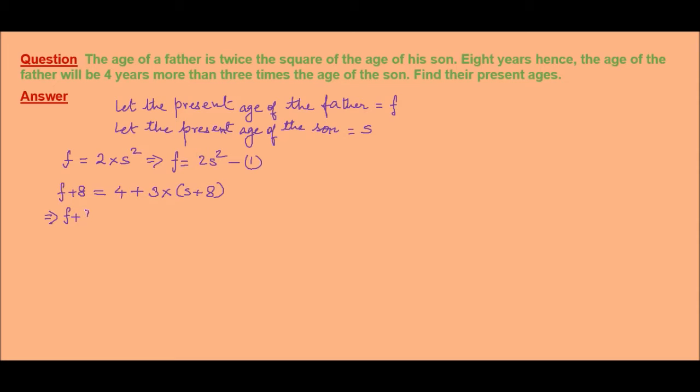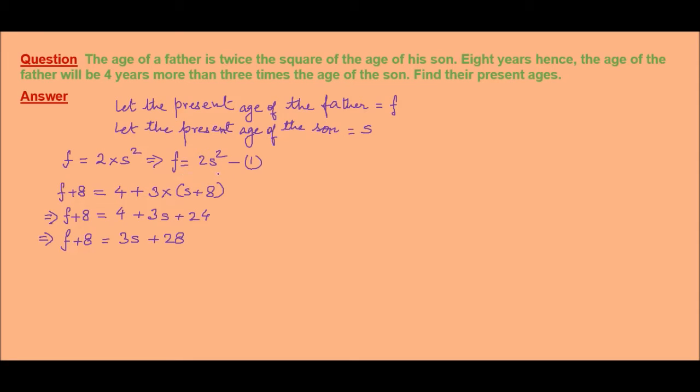So we have F plus 8 is equal to 4 plus, opening this bracket, it becomes 3S plus 24, which is equal to F plus 8 is equal to 3S plus 28. Now we have 2 variables in the same equation, and we can get the value of F in terms of S from equation 1.